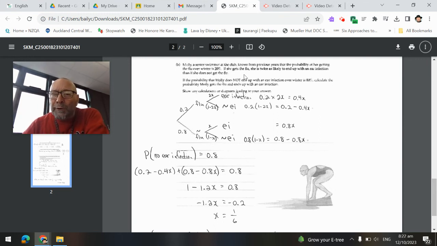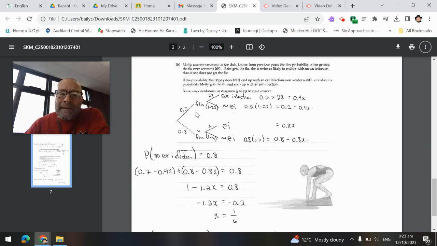Now, if she gets the flu, she's twice as likely to end up with an ear infection than if she does not get the flu. And we have no idea what the probability is if she doesn't get the flu. So I am going to call that, if she doesn't get the flu, the probability of an ear infection, again, we don't know what that probability is, so we're going to call it X. Now, we were told if she gets the flu, she's twice as likely to end up with the ear infection. So if the probability of no flu, ear infection is X, the probability of yes flu, yes ear infection must be 2X.